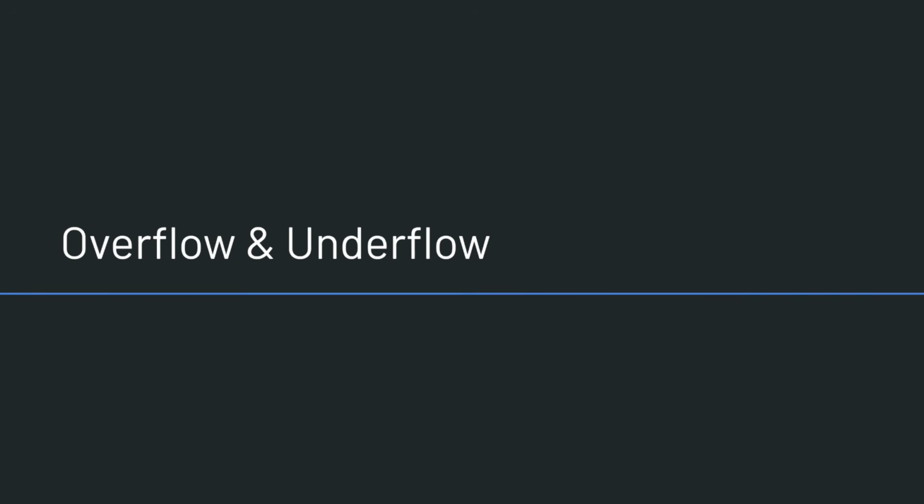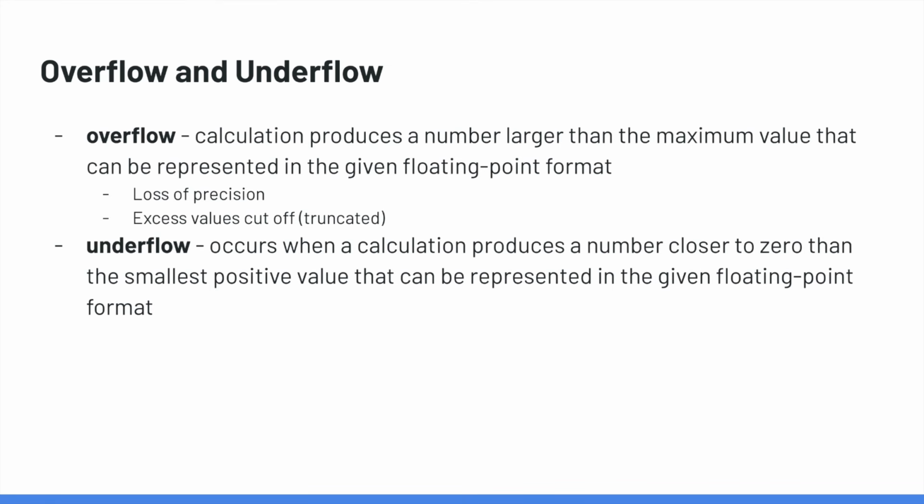So now that we've come across the concept of overflow, let's talk in theoretical terms about what that actually means. So overflow is when we get a number larger than the maximum value that can be represented in the given floating point number. And underflow occurs when a calculation produces a number close to 0. So it's really too small to be represented using the number of bits that we have. It's essentially the same concept, both overflow and underflow. Basically, we have a number that we can't represent in the number of bits that we've been given.